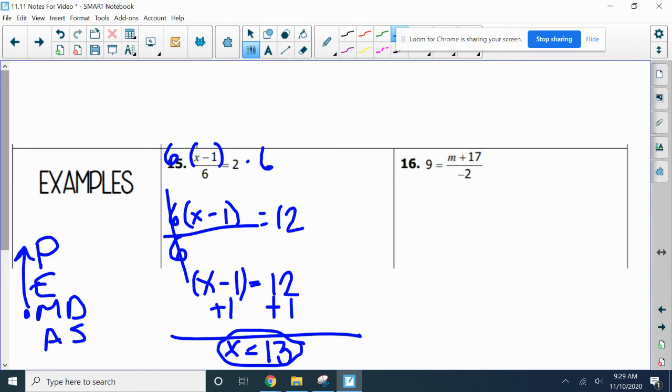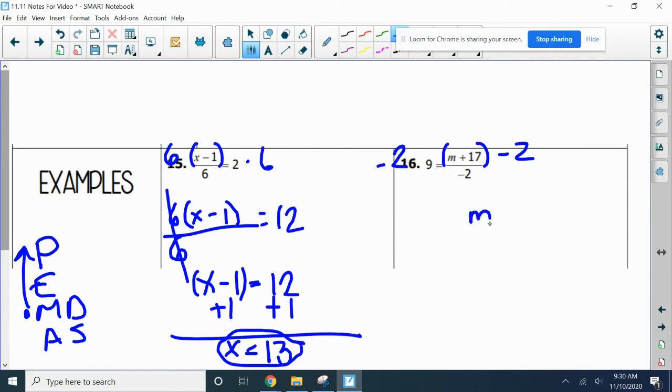Awesome. So then I'm going to do the same thing on 16. I'm going to say that this line creates that top half as its own set. It is a parenthesis set. That top half is a parenthesis. So we're still working backwards. Before I can do my parentheses, do I have any addition, subtraction outside of my parentheses? I do not. Do I have any multiplication or division outside of my parentheses? I do. So in order to get rid of divided by -2, I'm going to multiply both sides by -2.